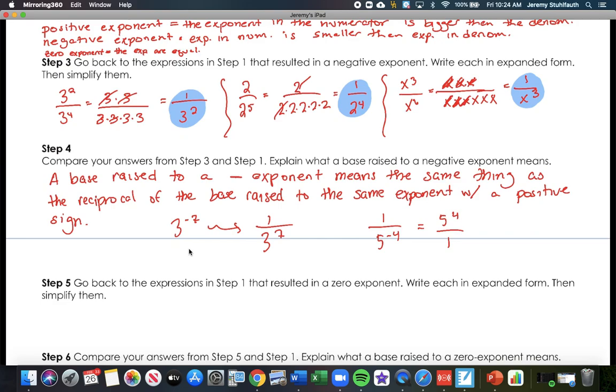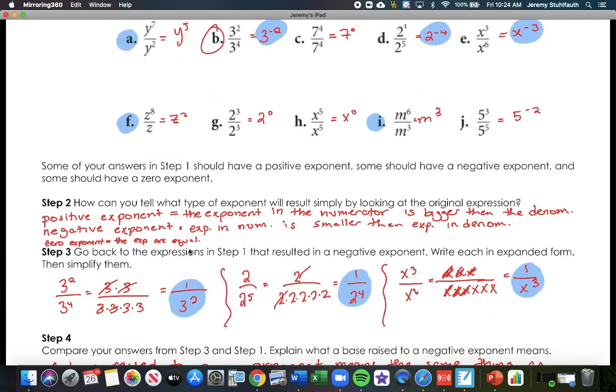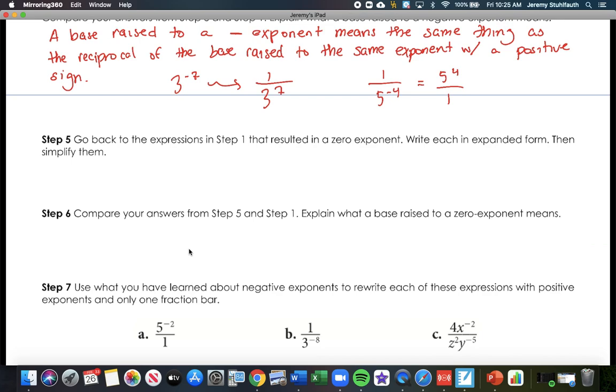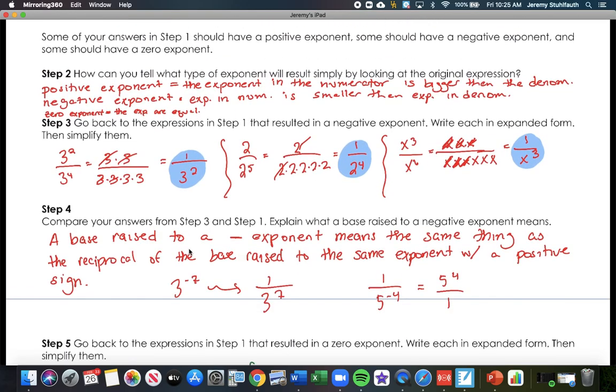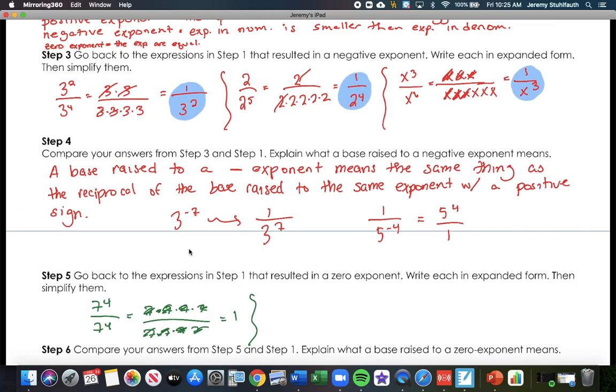Now, if you look at step 5, go back and look at the expressions that gave you a zero exponent. Write each in expanded form, then simplify them. So we had 7 to the 4th divided by 7 to the 4th, which is 7 times 7 times 7 times 7 over 7 times 7 times 7 times 7. Each of these 7s in the numerator cancels out with each of these 7s in the denominator, and we're left with 1. Because anytime you divide one thing by itself, you get 1.